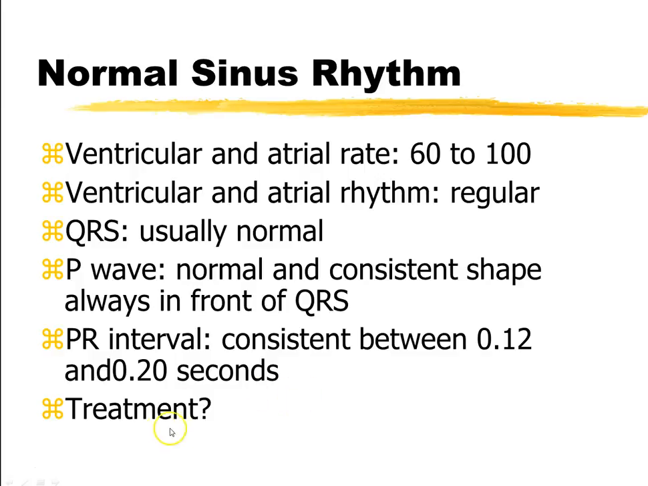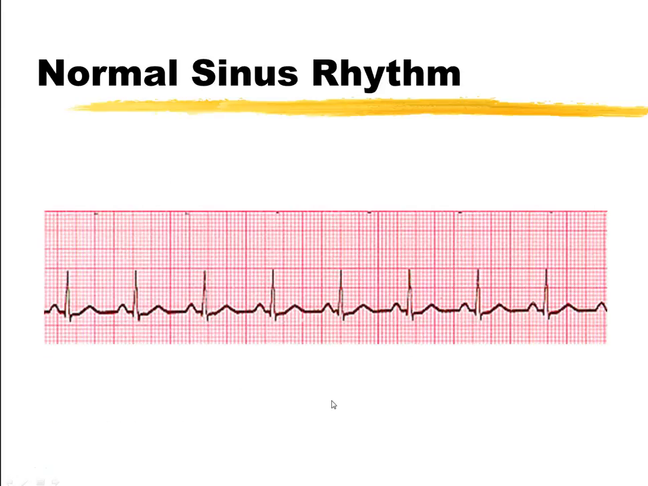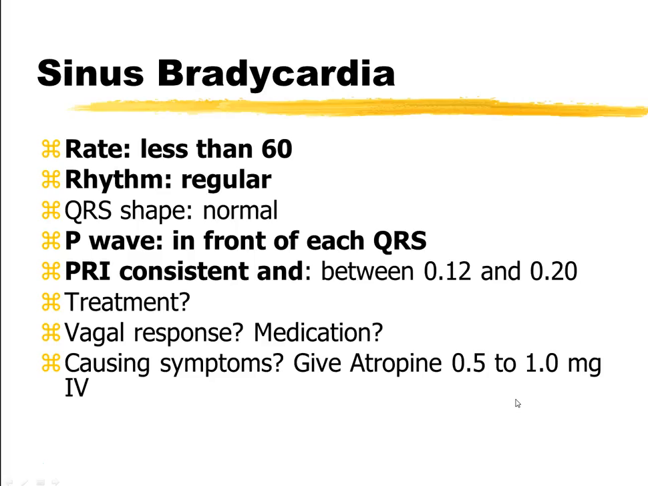So the treatment for this, if you couldn't figure it out, is nothing. We don't treat normal sinus rhythm. In fact, that's what we all want to be having as we walk around and live in our lives. We want our patients to look like this. So again, we have a P wave in front of every QRS. The rate is regular and normal. So again, use this as a reference as what is an example of normal.